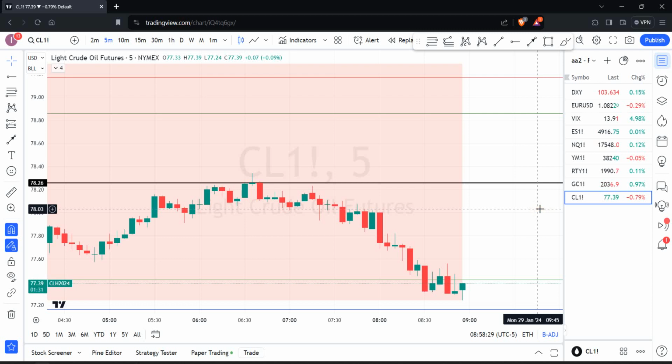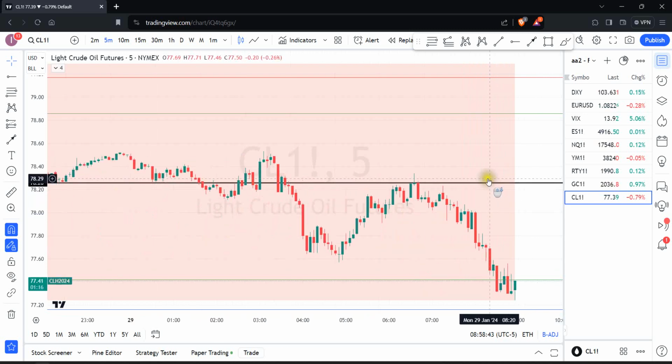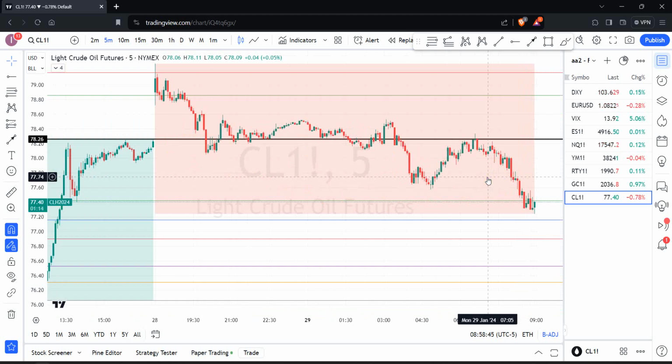It's the 29th of January 2024. Crude is about to open in 1.5 minutes. So I'm on a 5 minute chart here. I'm going to show you what I'm going to do, and it's just very simple price action trading.